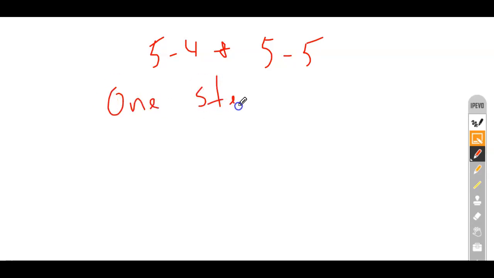So today we're looking at topic 5.5, but I'm going to discuss 5.4 and 5.5 together, which is one-step inequalities.